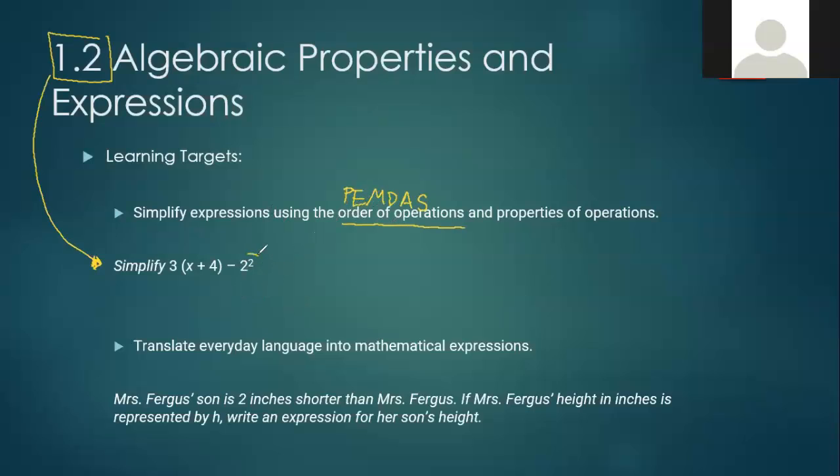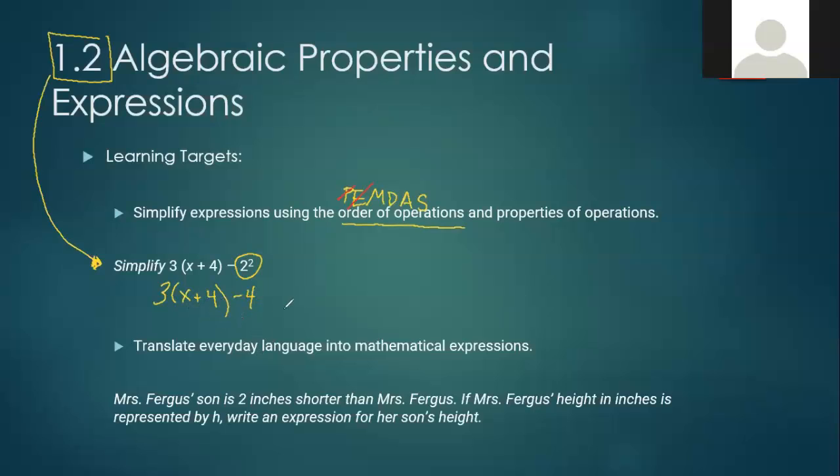So we have an exponent here, 2 squared. Nice, I'm seeing 4 in there. All right, so rewrite what you have then after you've simplified your exponent. 3 times the quantity of x plus 4 minus 4. Beautiful. All right, so we've done the P. There was none. We've done the E. Great. Now, is there any multiplication and division for us to take care of?